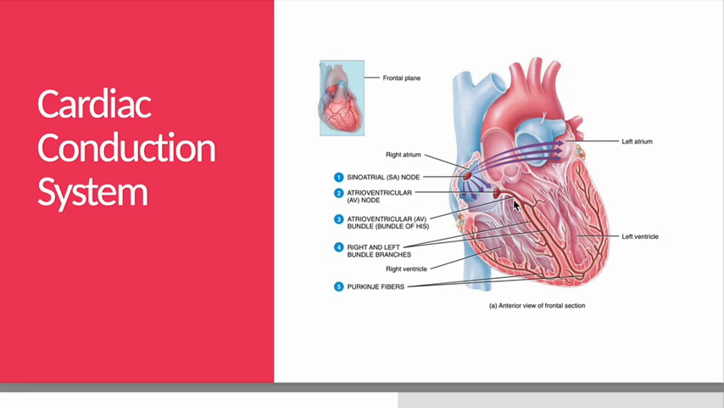The AV bundle is going to send that signal into our right and our left bundle branches. And those right and left bundle branches are going to continue down that interventricular septum, curve up and around, and all throughout the rest of the myocardium of that ventricular wall via that subendocardial conducting network, or Purkinje fibers.